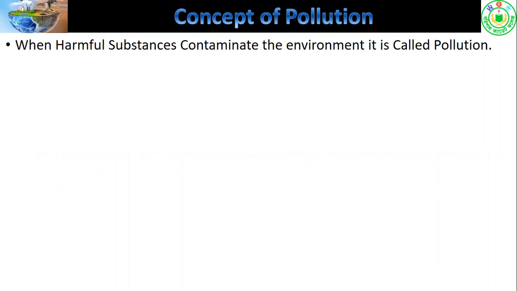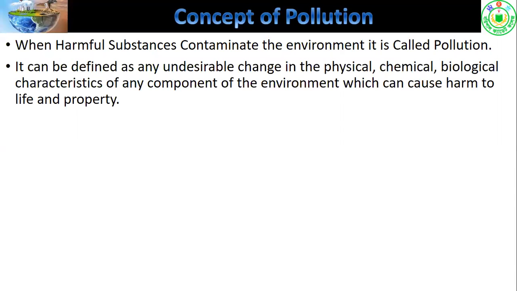When harmful substances contaminate or pollute the environment, it is called pollution. This is the simplest definition of pollution, and you must memorize this. It can be defined as any undesirable change in the physical, chemical, biological characteristics of any component of the environment which can cause harm to life and property. This is another definition. You should memorize this.